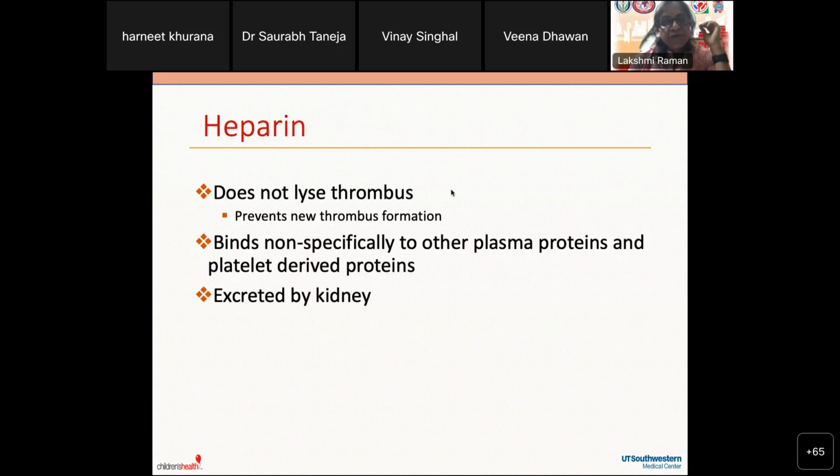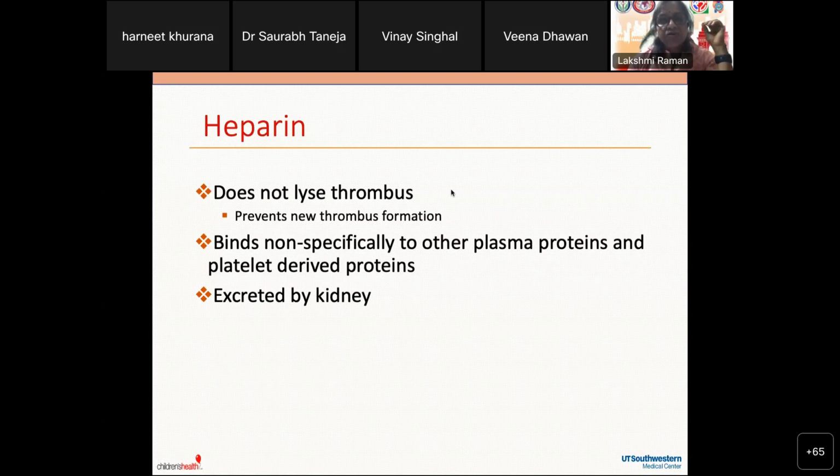But one thing to remember when you're using heparin is that it does not lyse the existing thrombus. So if you already have a clot, heparin has no effect on that. It also binds non-specifically to other plasma proteins and platelet-derived proteins. And why is that important? Because many times we prime the circuit using FFP, which has some plasma proteins. And many times these patients are thrombocytopenic, or they become thrombocytopenic when they go on ECMO because of consumption of platelets, and then we give platelets. All of these can result in a reduced effect of heparin because you do have other binding proteins.